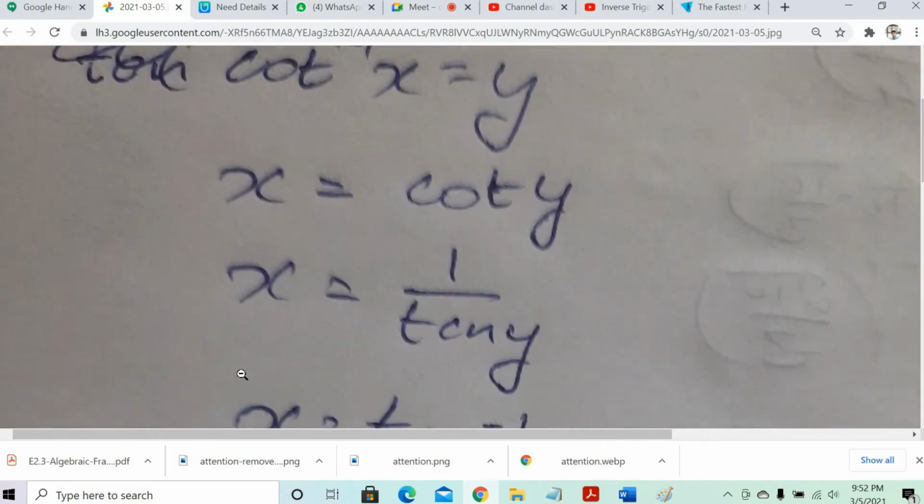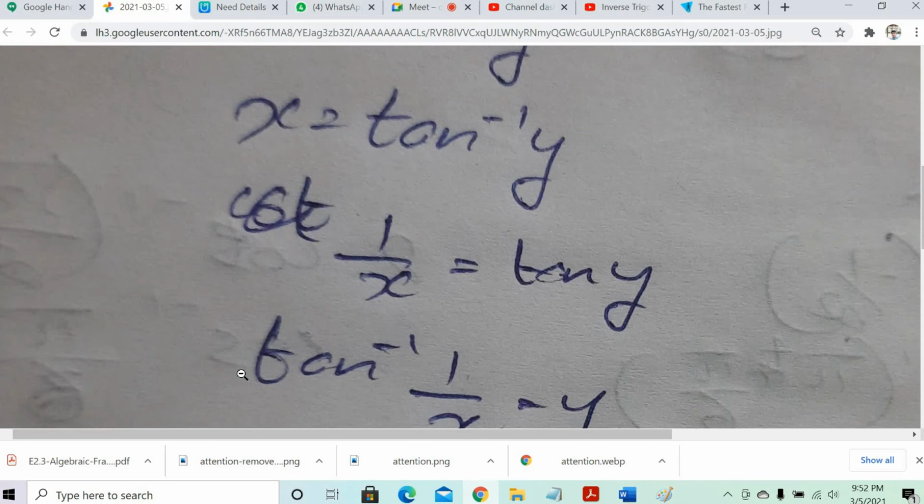Oh, you got inverse x got y is 1 by tan y, it's 1 inverse y.